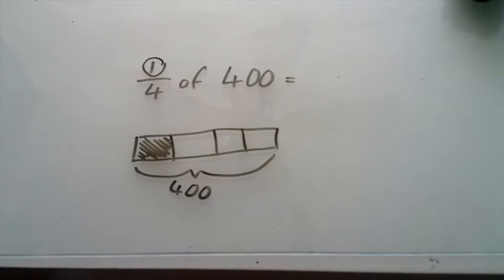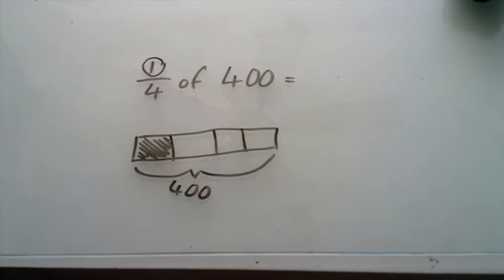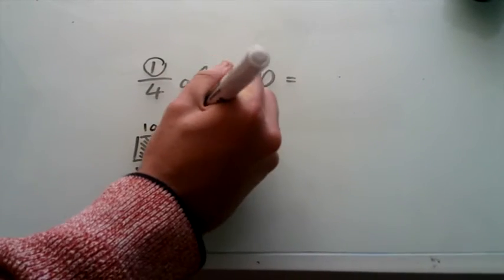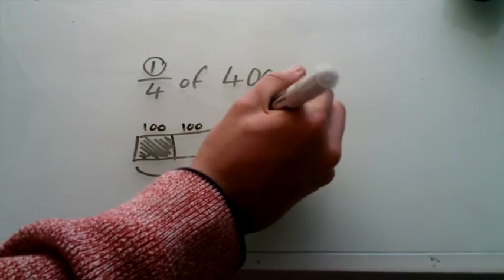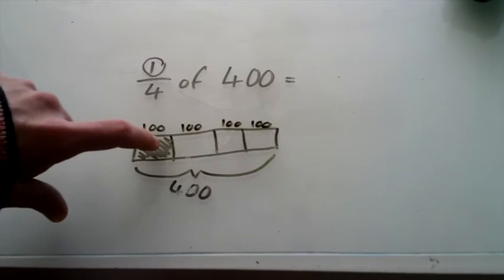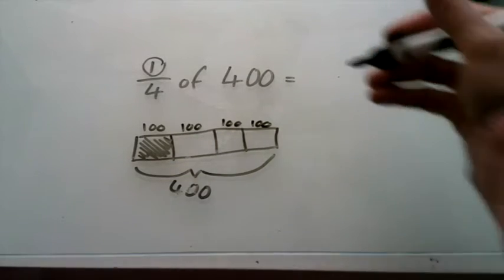So really what we're doing is we're taking our quantity, dividing it by 4, and then we're finding however many of the numerator. So we've done 400 divided by 4, which will give us 100, because each one of these segments will be worth 100. And then we're timesing it by 1, because we want one segment. So our answer would be 100.